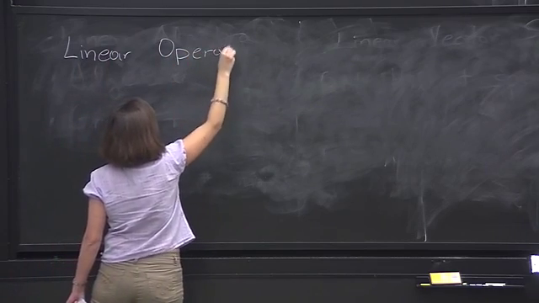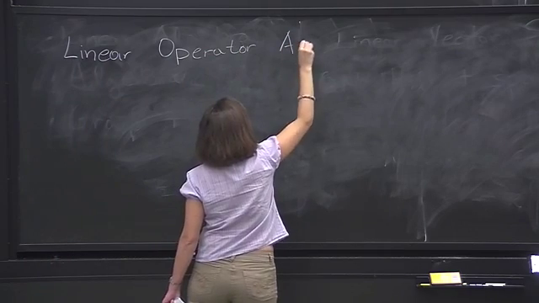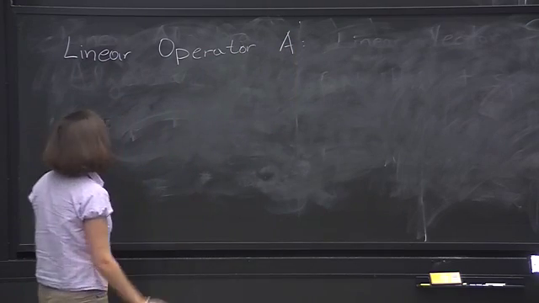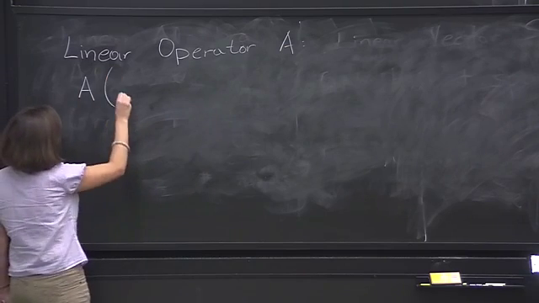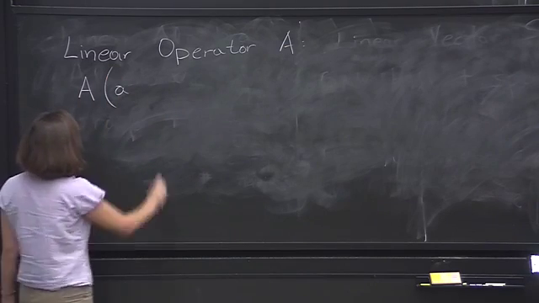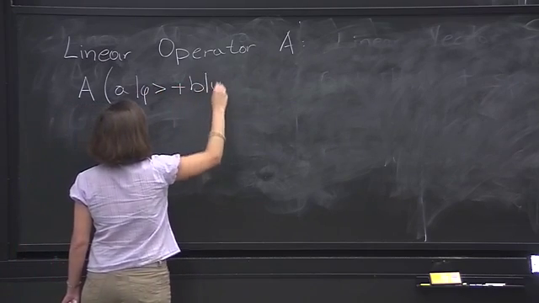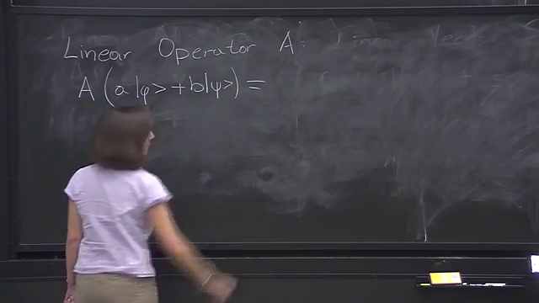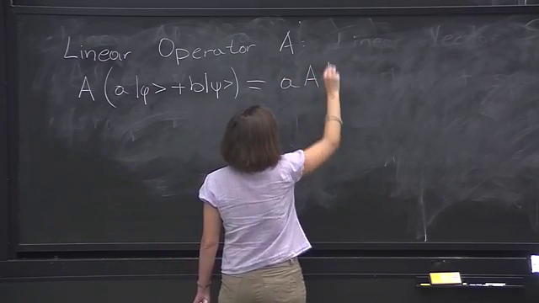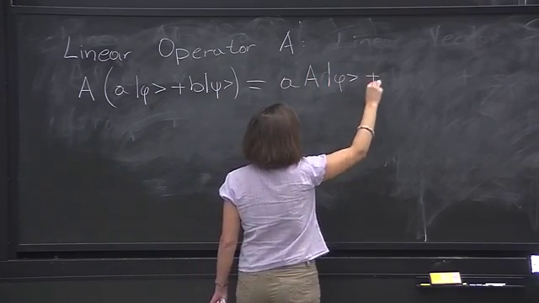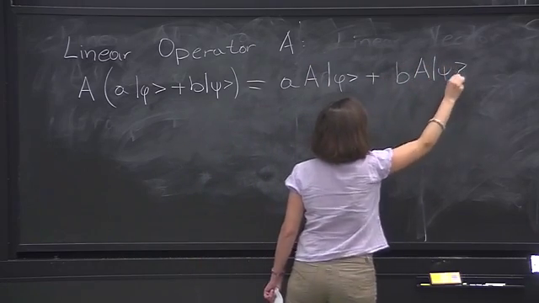So a linear operator A would be one which, acting on a linear combination of states, would just give us a times the operator acting on the first state plus b, A acting on the second state.